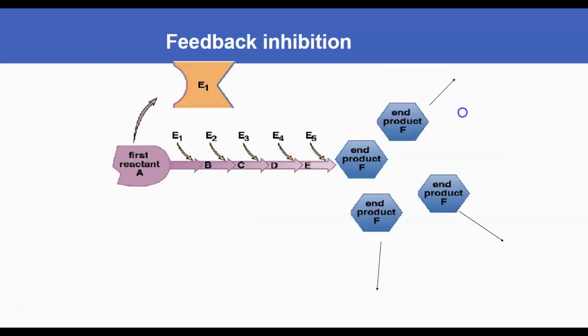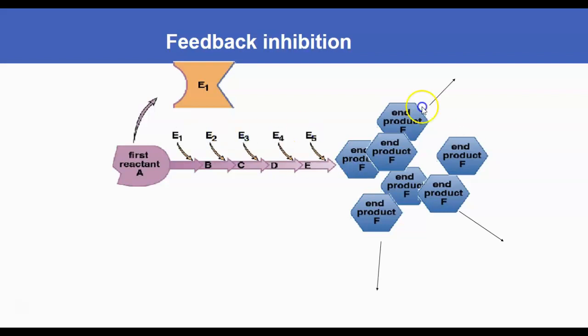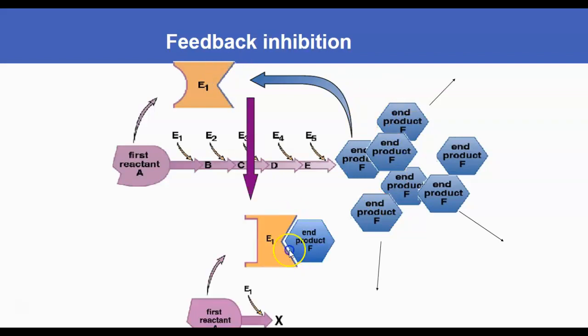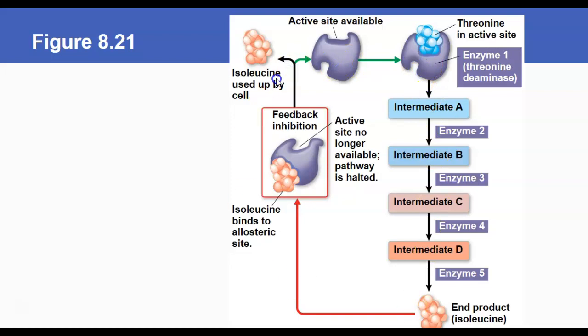So another example, same idea. You have your first reactant A, you have enzyme 1, 2, 3, 4, 5 go through and produce a lot of that end product F. That end product F is going to physically bind enzyme 1 allosterically, so not in the active site, but it's going to prevent enzyme 1 from converting that first reactant A into B and therefore blocking that pathway because you have the end product that you want. So here's another good example where your end product isoleucine comes back and it's going to inhibit one of the first enzymes in a whole series of pathways.